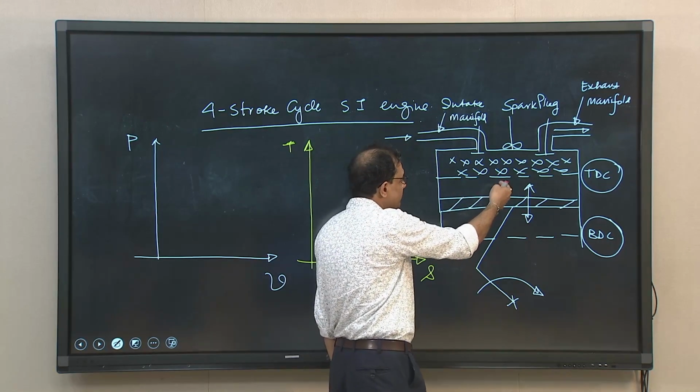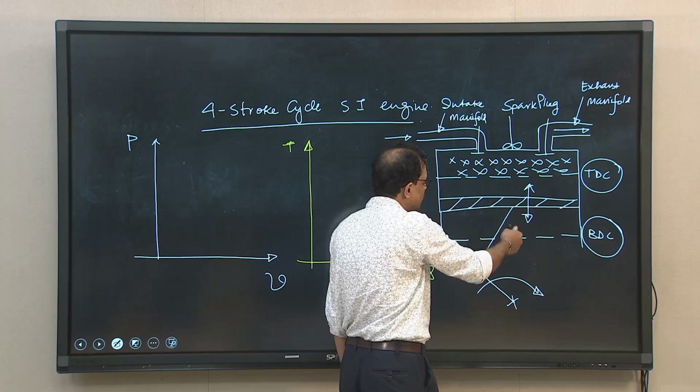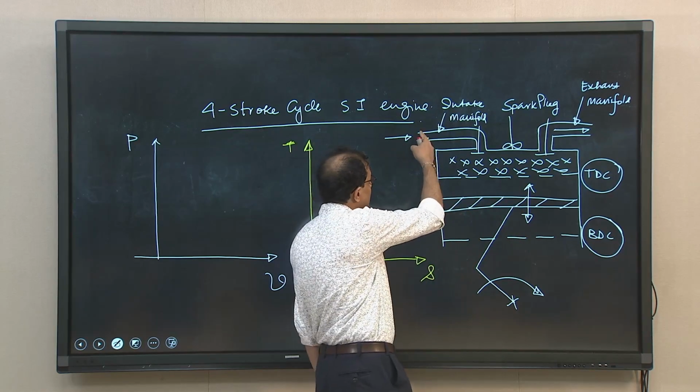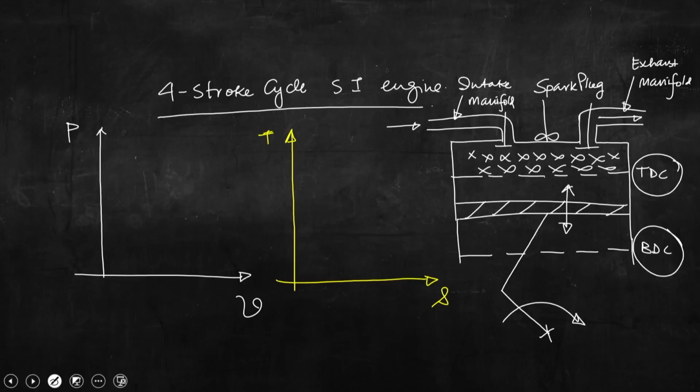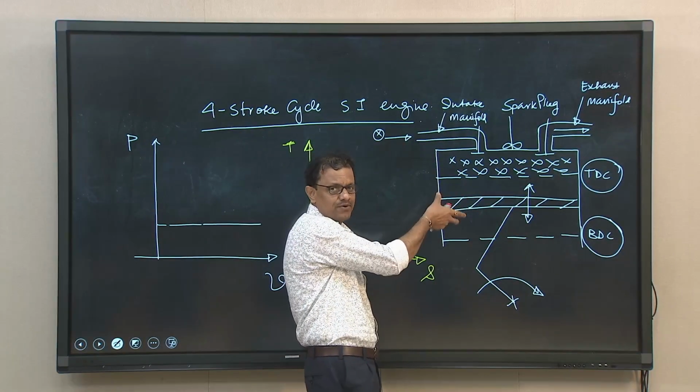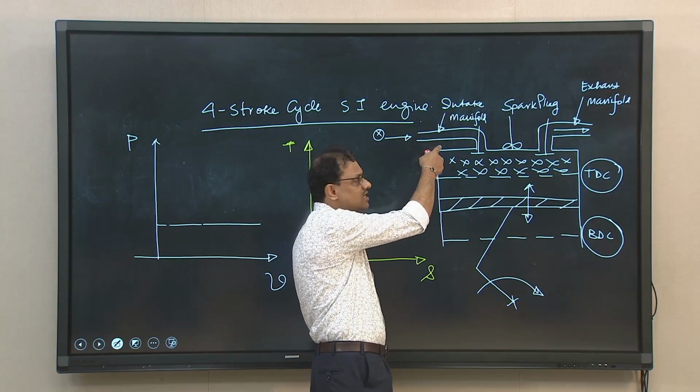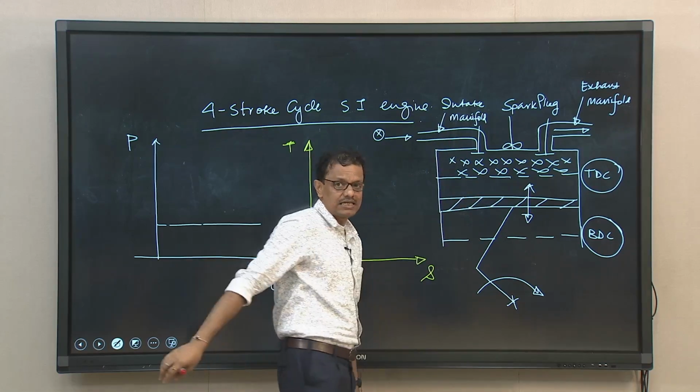Rather, the movement of the piston from TDC to BDC will allow the air fuel mixture to be drawn into the cylinder. So, assuming that this is the pressure, you can understand here the pressure is atmospheric pressure. If we now bring the piston down from TDC to BDC, inside we are creating some sort of vacuum, and that pressure difference is the driving force for the air fuel mixture to be drawn into the engine cylinder.